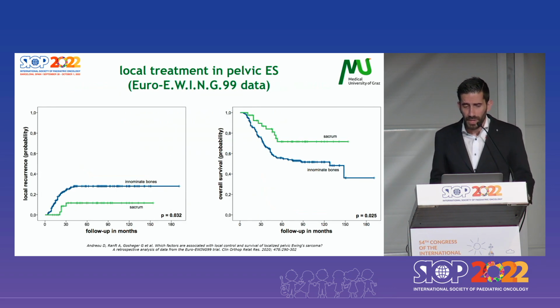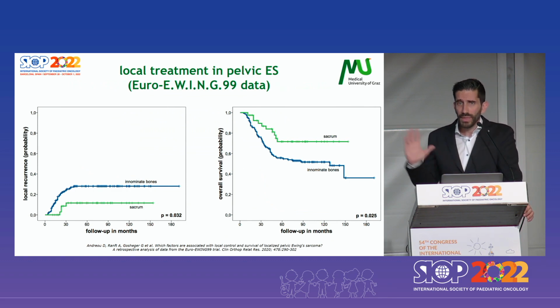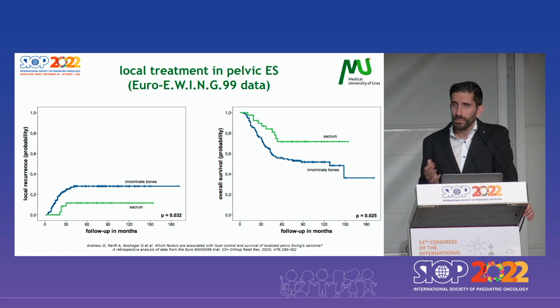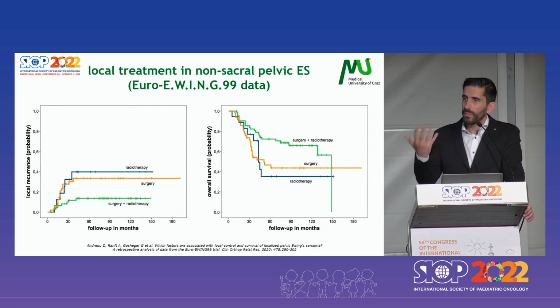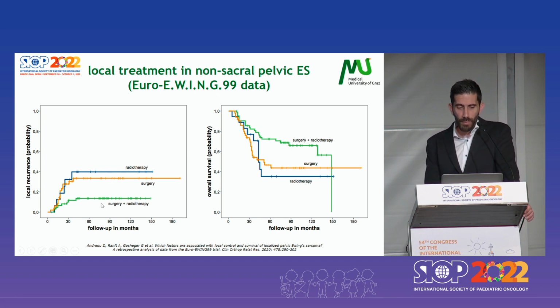For that reason, we went back to our data and found that this was the case in our cohort as well. Patients with sacral Ewings were mostly treated with radiotherapy alone, but even in our data, they still had a lower local recurrence risk and a higher overall survival probability compared to patients with non-sacral pelvic Ewings. We therefore excluded patients with sacral Ewings from our analysis, and our results were at least more in line with what we would expect in Europe, namely that surgery and radiotherapy were better.